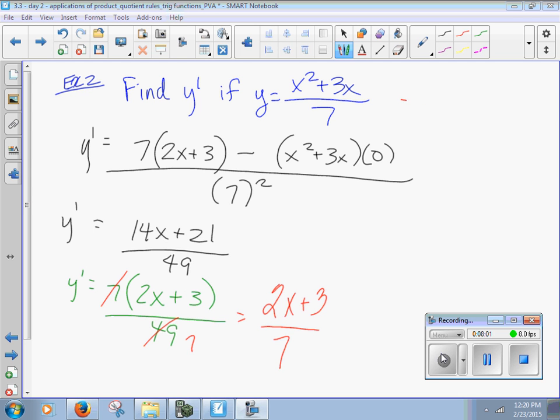How many of you got 14x plus 21 over 49, or 2x plus 3 over 7? You got the right answer. I got 14x plus 21 over 49. That's right. But that would be like you having 50 over 100 and everybody else having a 1/2. Is it the same answer? Yes.